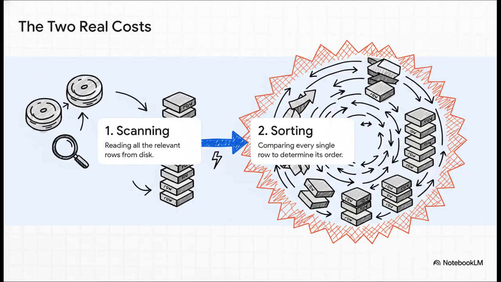Okay, so if it's not the math, what is it? The real performance hit comes from two much heavier operations. First, you've got scanning. That's just reading all the rows you need from the disk. But the real bottleneck, the part that truly kills your performance, is step 2, sorting. This is where the database has to look at every single row and compare it to every other row to figure out the final order. And that is where things get really, really painful.